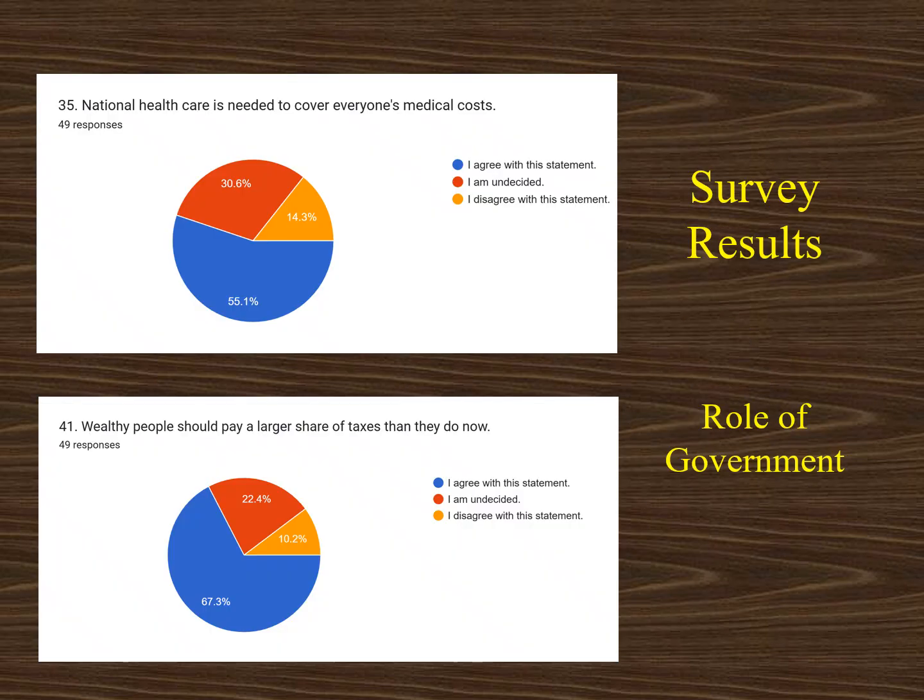Here are a couple more results from that survey that you took at the beginning of the semester dealing with the role of government. On the first one, we see people's responses to the question of whether national health care is needed to cover everyone's medical costs. And we see over 50% of the people thought yes. And then when it comes to whether wealthy people should pay a larger share of their taxes, we see a little over 2/3 say yes to this.